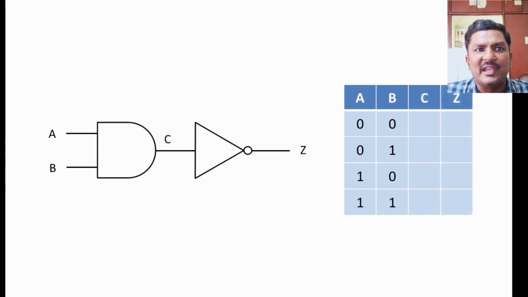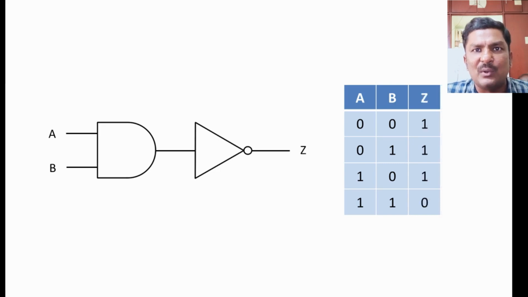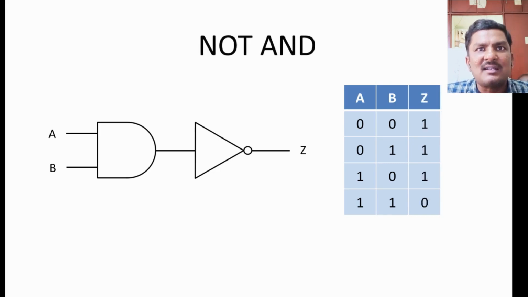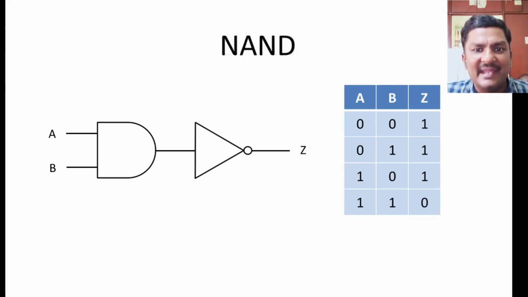A and B are inputs of AND gate. C is the output of AND gate and Z is the output of the combination. So Z is the output of NOT gate. So when C equal to 0, Z equal to 1. When C equal to 1, Z equal to 0. So this is NOT AND gate. So this can be named as NAND gate. This is the truth table of NAND gate.